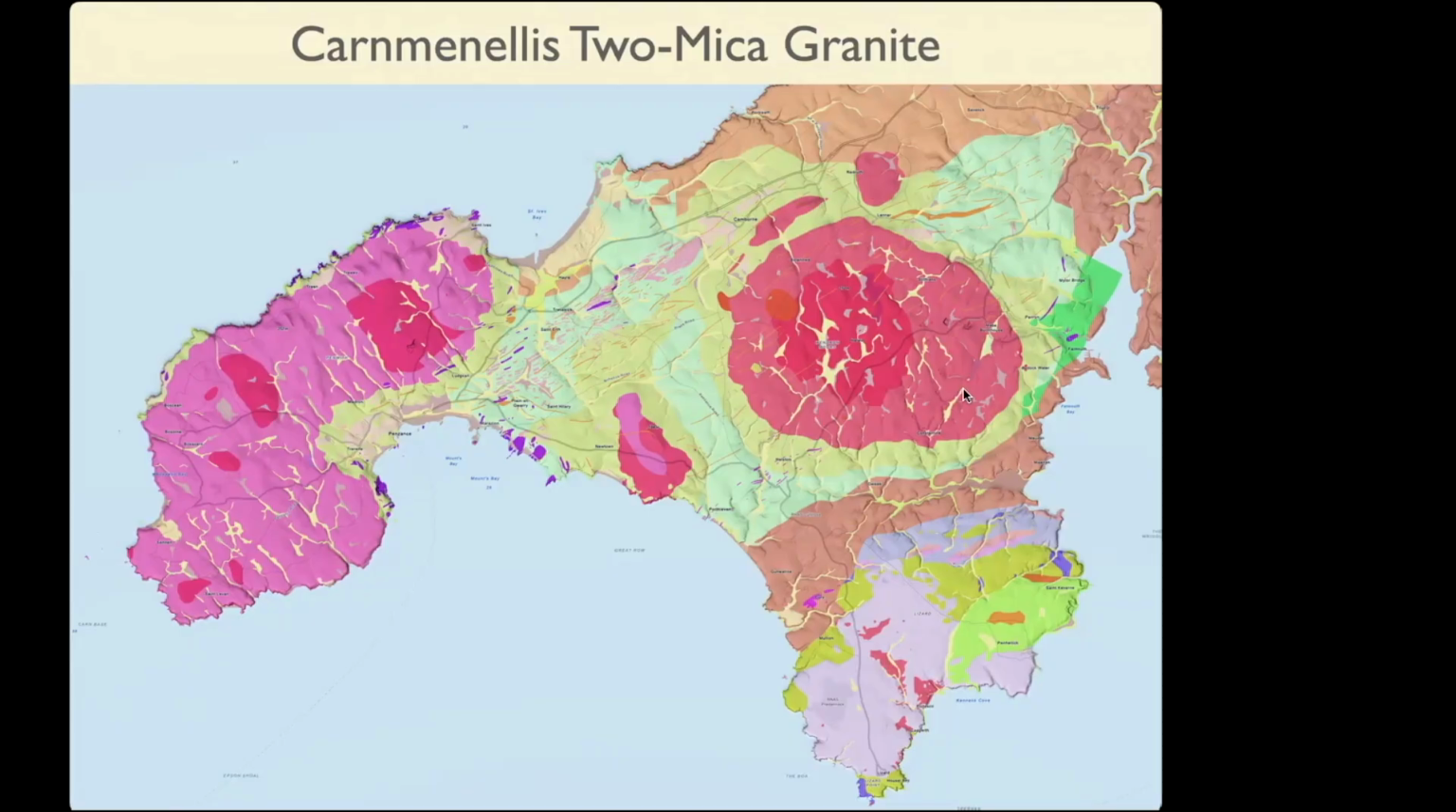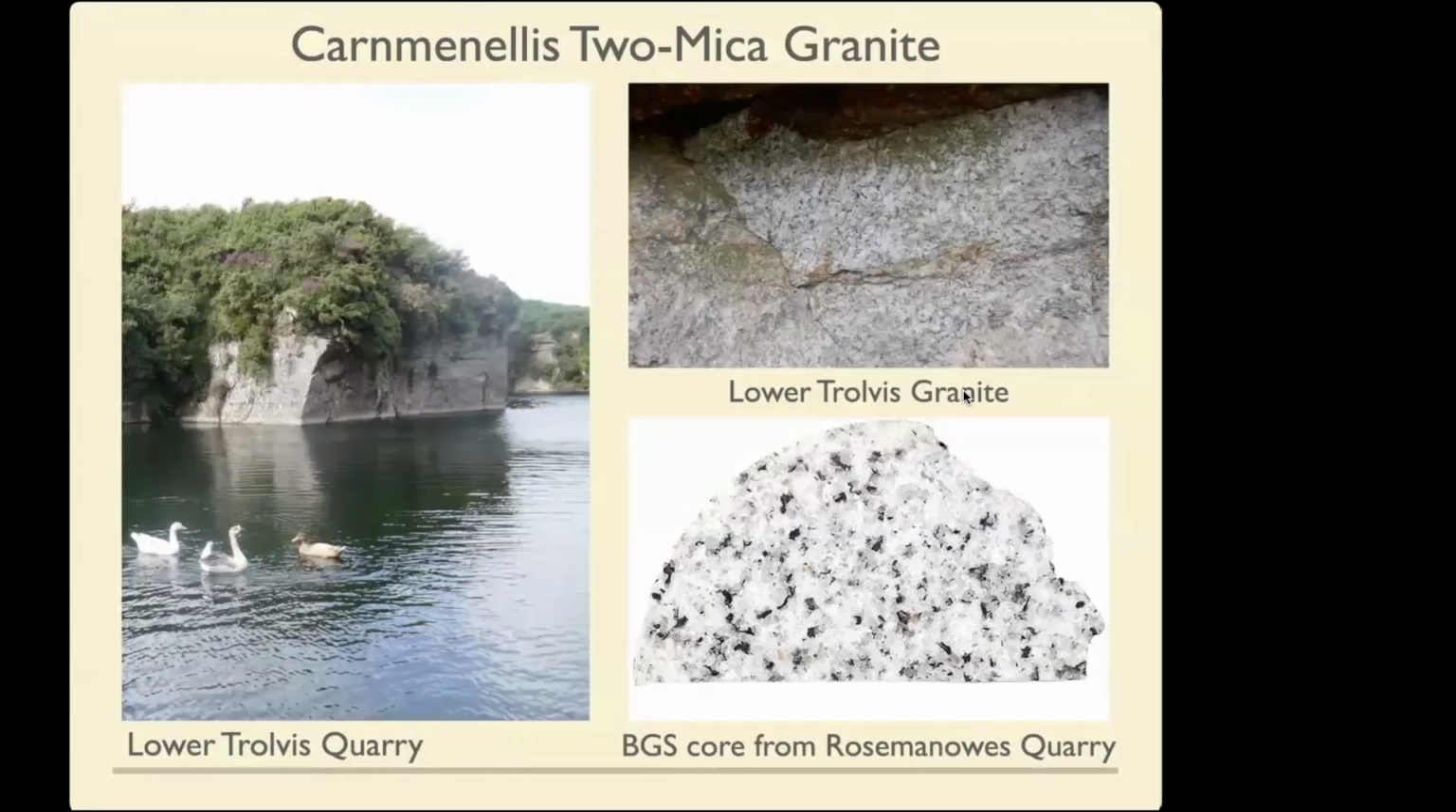And if we go there, Carmenellis is a 2 mica granite, so it's got biotite and muscovite. So this is what it looks like. That's the light brown bits of the muscovite, the dark bits of the biotite, and then quartz and feldspar. And this is from a quarry called Lower Trollvis Quarry. It's worth pointing out that this is a BGS core from this quarry here, and I'll come back to that. There's a reason for that.